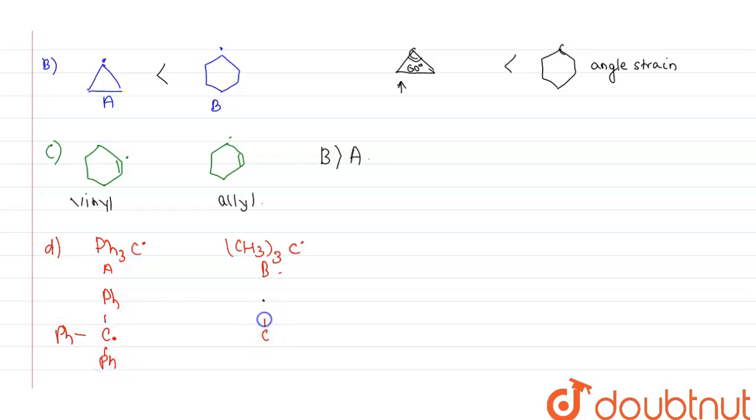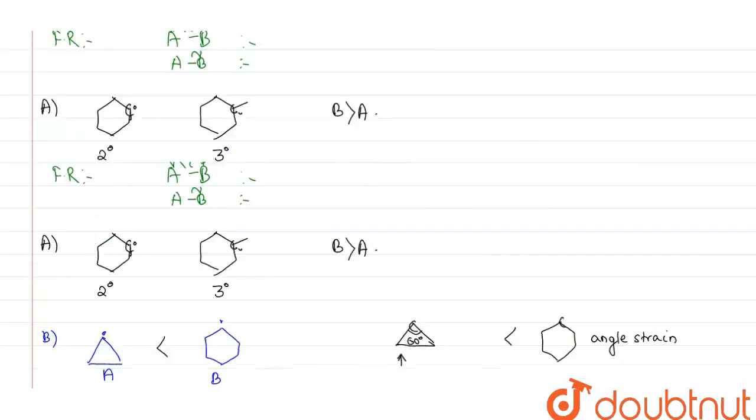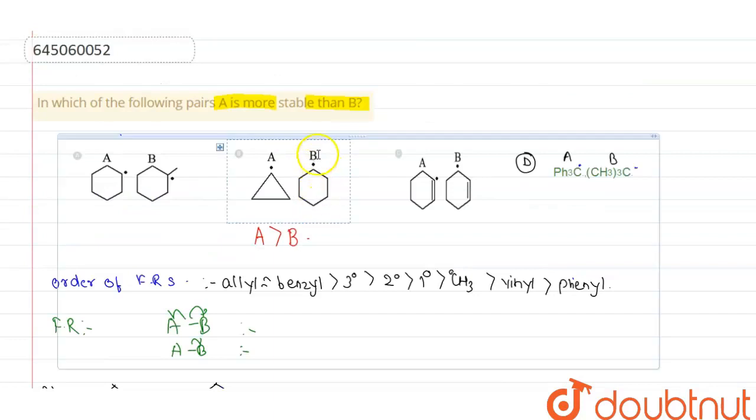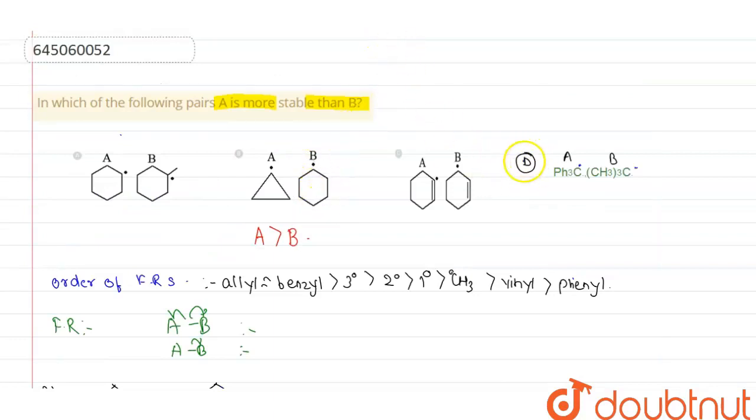Considering this radical, this is a tertiary alkyl radical. Here we can see this is a tertiary alkyl radical, and here this radical will be delocalized over these three phenyl rings. So definitely this Ph3C radical will be more stable. So this A compound here is more stable as compared to B due to delocalization. So the pair where A is more stable than B is D.